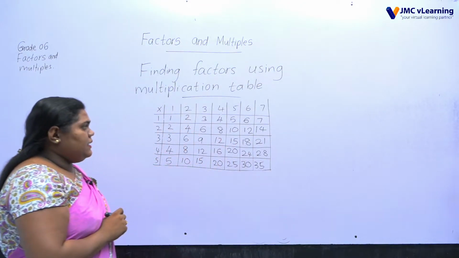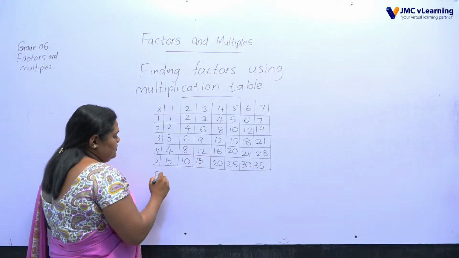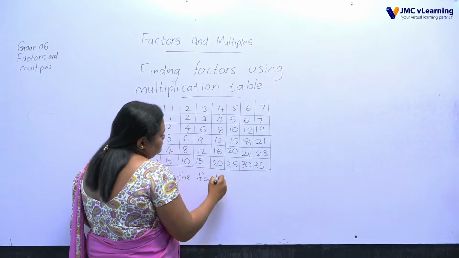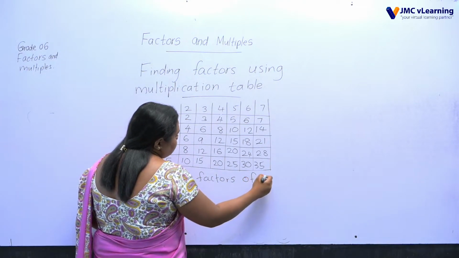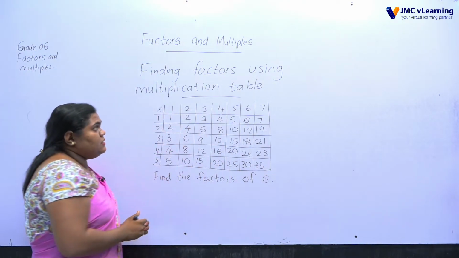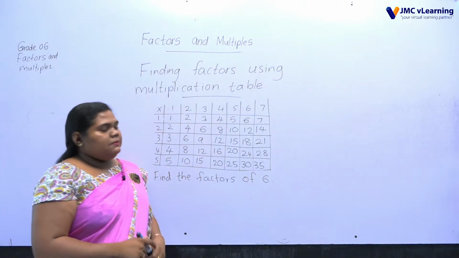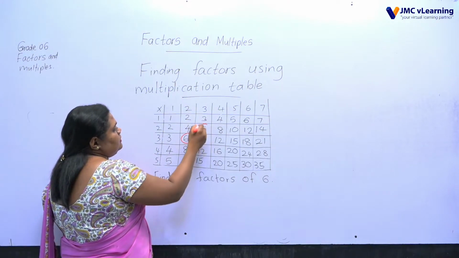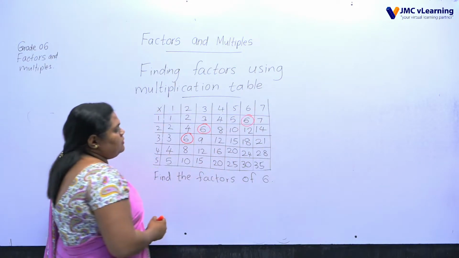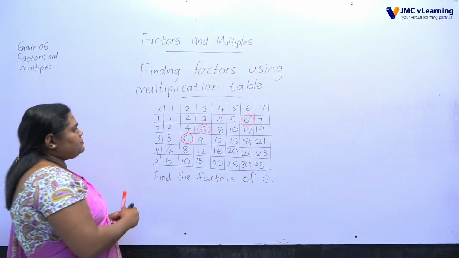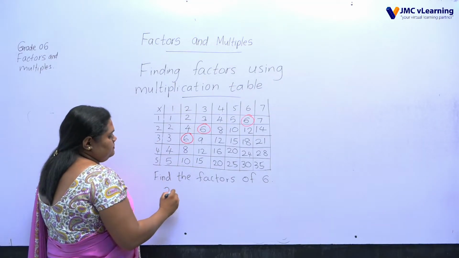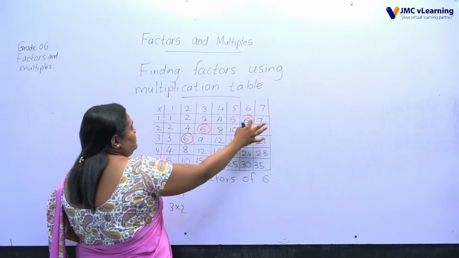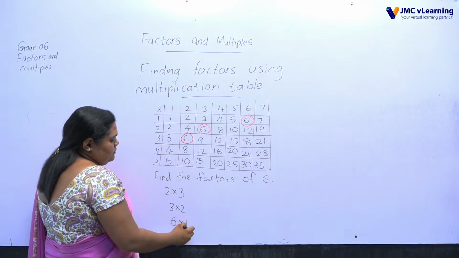Now I need to find the factors of 6. I am going to find the factors of 6 using this multiplication table. Now you want to circle the number 6 here, here, here. Now look at this. 2 times 3. Again 3 times 2. Again 6 times 1.